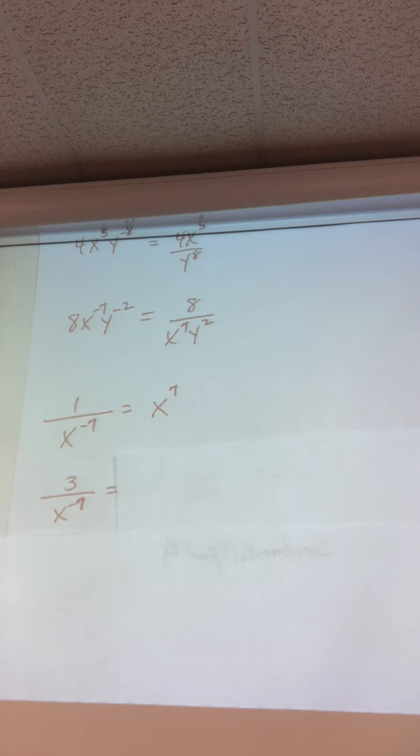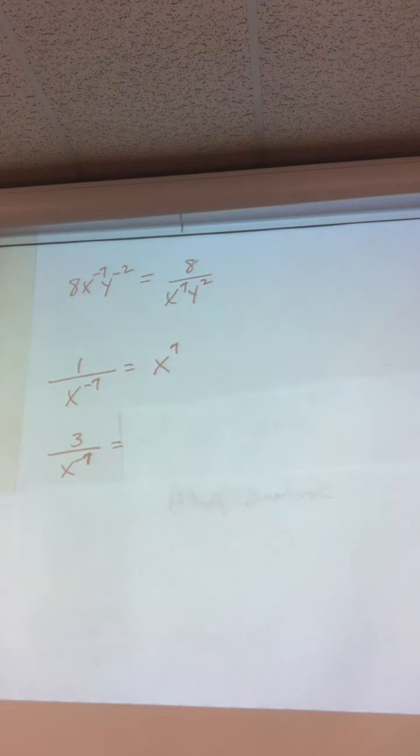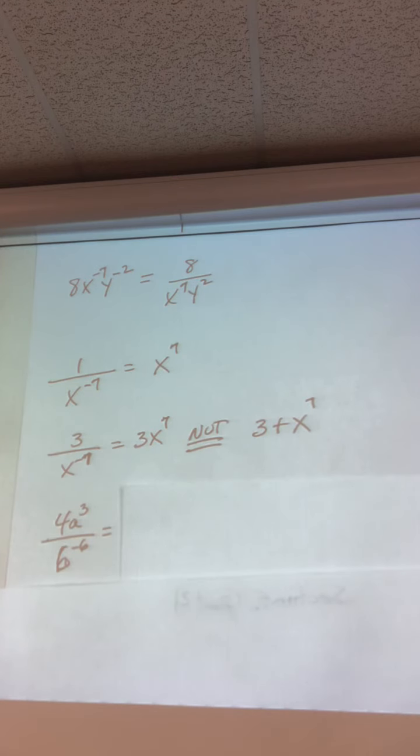Okay, right here. This one will show you. 3 over x to the negative 7. When you bring that to the top, it becomes 3 times x to the negative 7, not 3 plus x to the negative 7. Same thing here. When you bring this one from the bottom up to the top, it becomes 4a to the 3rd times b to the 6th. And you don't have to put that dot there.